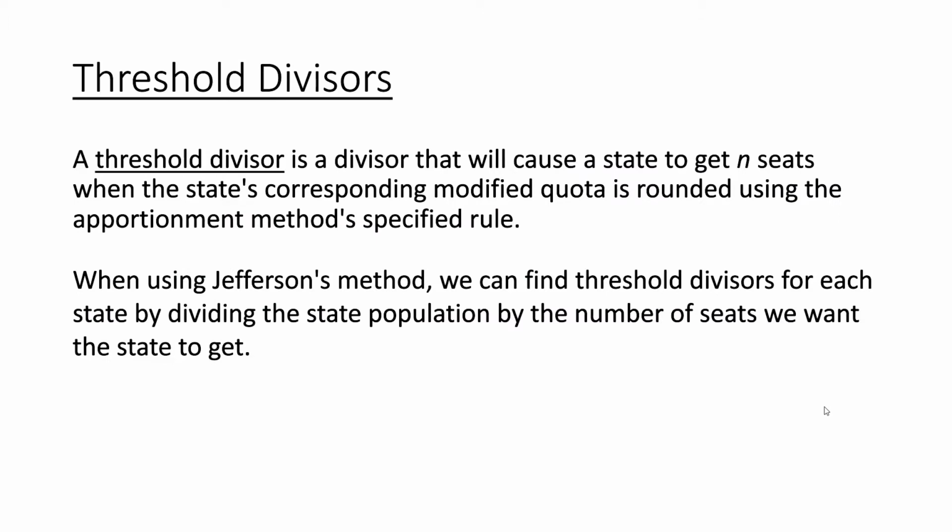Now we're going to talk about threshold divisors. A threshold divisor is a divisor that will cause a state to get n seats when the state's corresponding modified quota is rounded using the apportionment method specified rule. When using Jefferson's method, we can find threshold divisors for each state by dividing the state population by the number of seats we want the state to get.